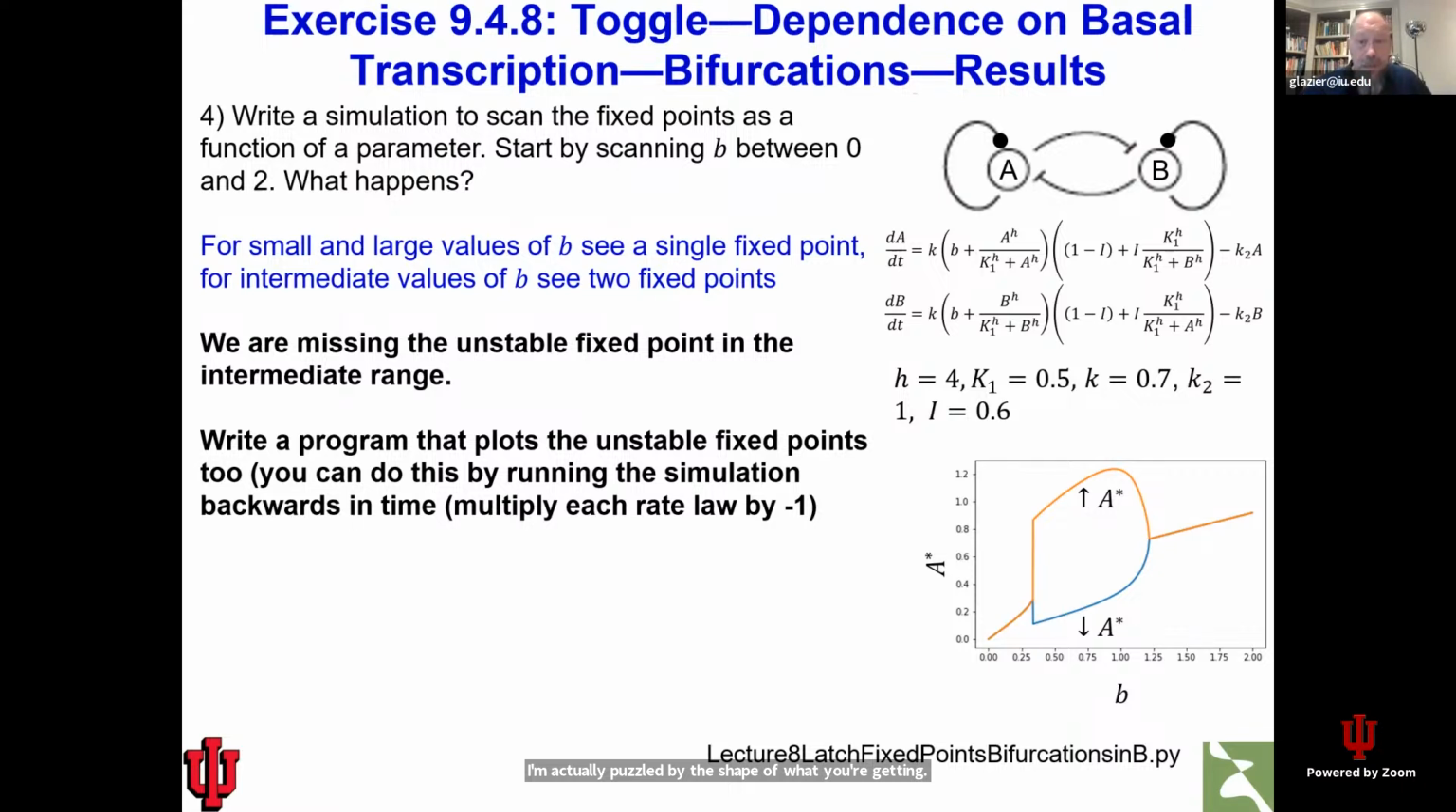It looks to me like it's not converging. So are the parameter values you're using the ones that are here? H equals 4, K 1.5. K 1.5 doesn't quite look right. K equals 0.7, K2 equals 1, I equals 0.6. Yeah, they are the same.